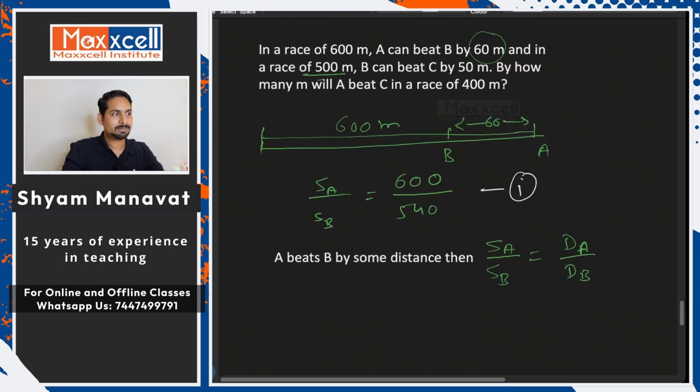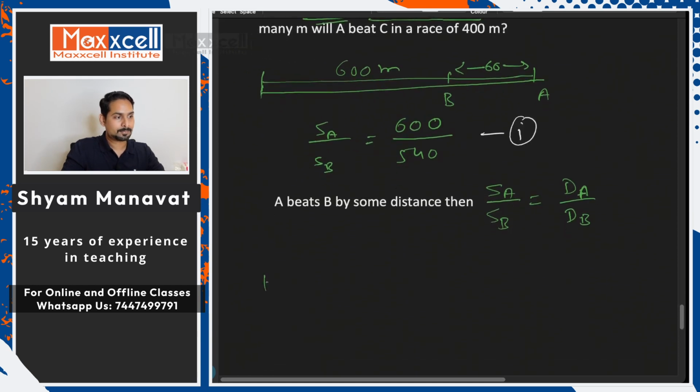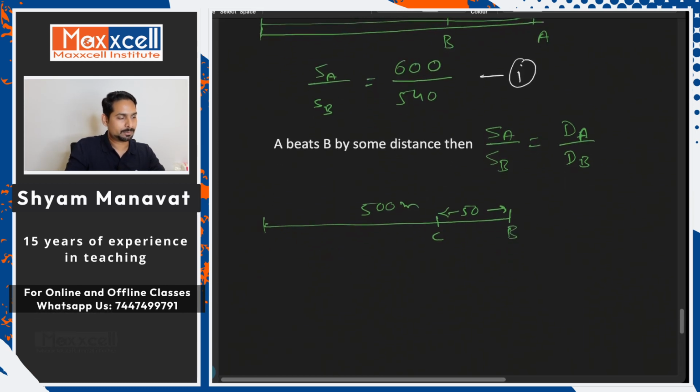Okay, second case, in a race of 500 meters, B beats C by 50 meters. What does it mean? Same thing as previous. If it is a 500 meter race, C is 50 meters behind. So what are we going to say? When A beats B by some distance, same case, right? The concept will be the same. We are going to apply the same concept. Instead of A and B, we got B and C this time. No problem.